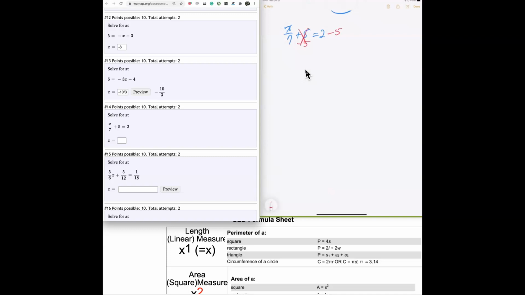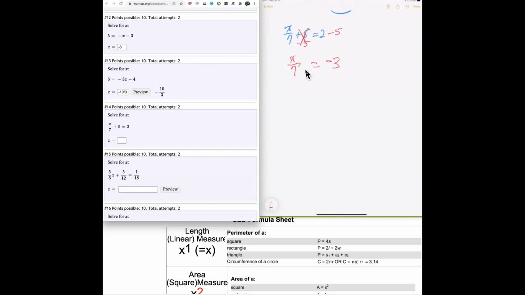So these two cancel out, leaving x over 7. And 2 minus 5, the signs are different, positive 2, negative 5. So we're going to take the difference between the numbers, which is 3, and the bigger number 5 is the one with the negative sign, so the negative sign survives on the 3. So x over 7 is equal to negative 3.